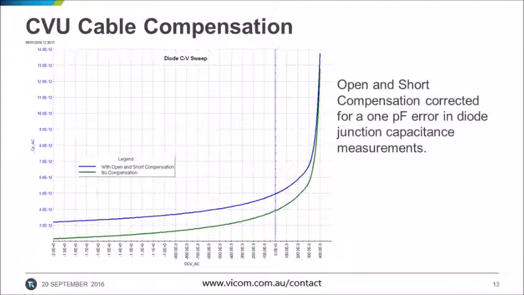Here is an example of a plot where we ran a CV sweep on a diode both with and without cable compensation.